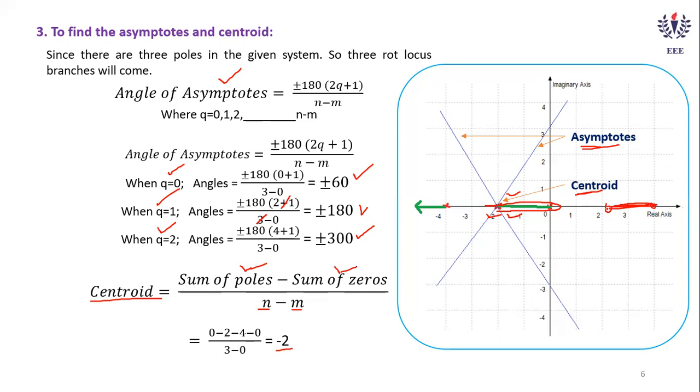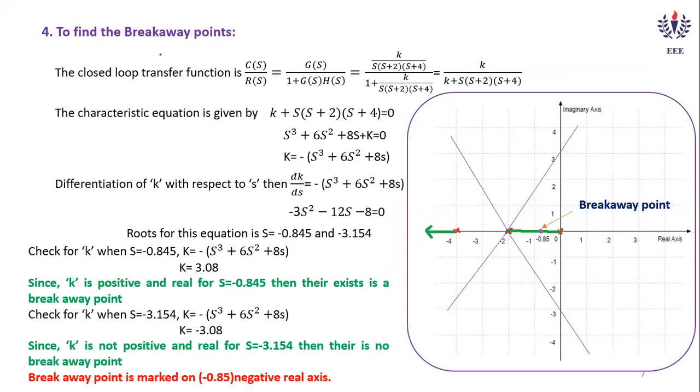Coming to our case, we have a root locus in between two poles. Between two poles means a breakaway point will come. So now we need to cross check the breakaway point. How to find the breakaway point?